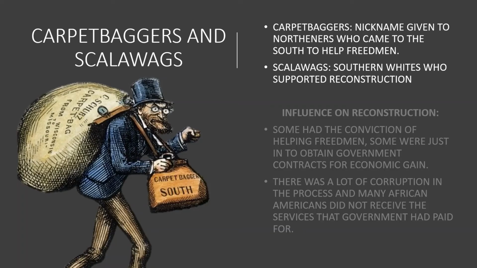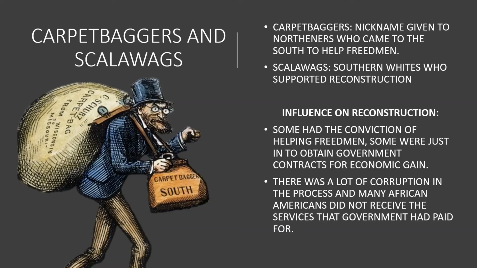Carpetbaggers and Scalawags. Carpetbaggers was the name given to Northerners who came to the South to help freedmen. Scalawags were Southern whites who supported Reconstruction, often to get government contracts.